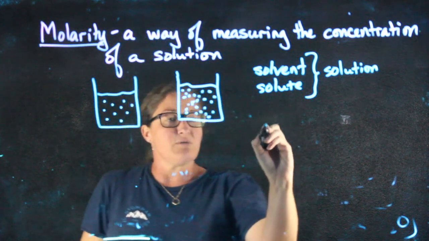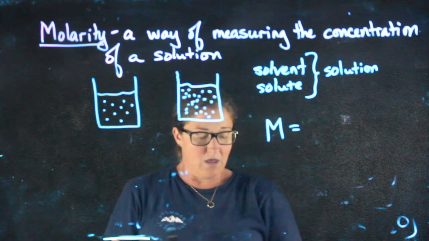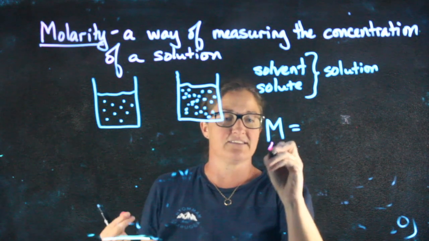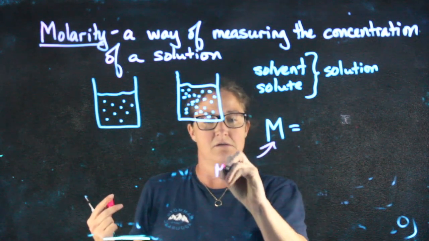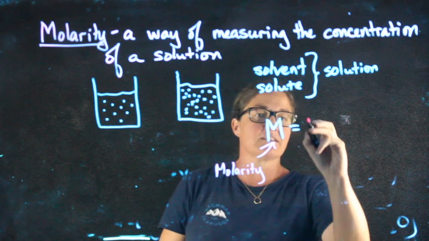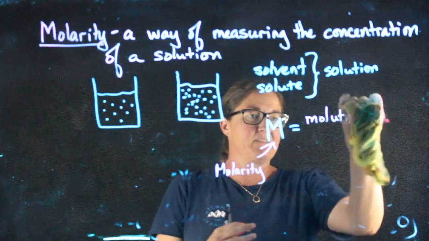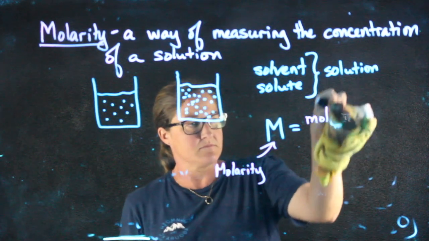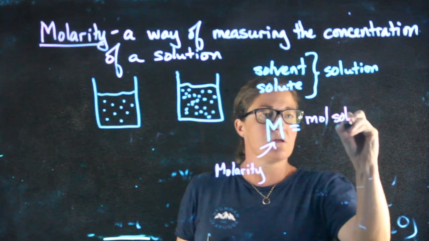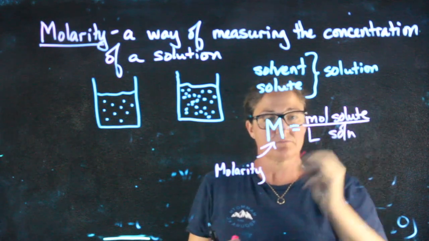So there are two things that go into measuring the concentration of a solution. This capital M signifies molarity. And those two things are the moles of solute and the liters of the solution.